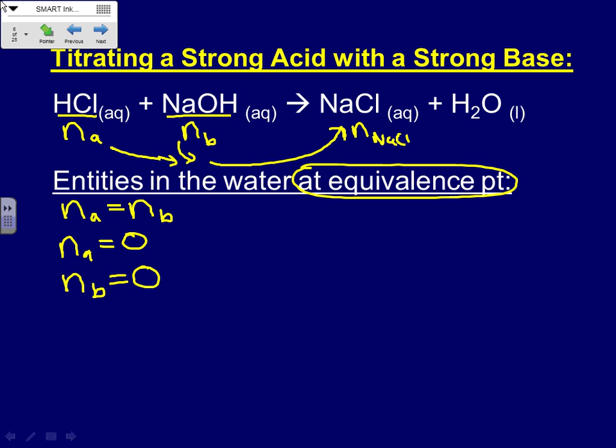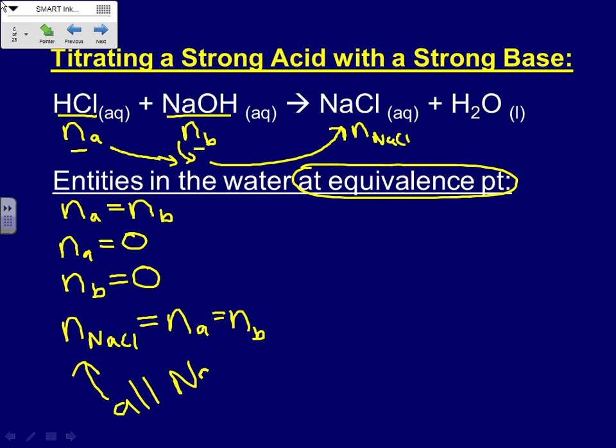The next question is the number of moles of NaCl at the equivalence point. That comes from all of these acid and base moles, so it's equal to the moles of acid and base that we started with. It's equal to Na, and it's also equal to Nb. In other words, it is all NaCl. So at the equivalence point, there's no acid left, there are no base molecules left, there are just sodium chloride molecules.